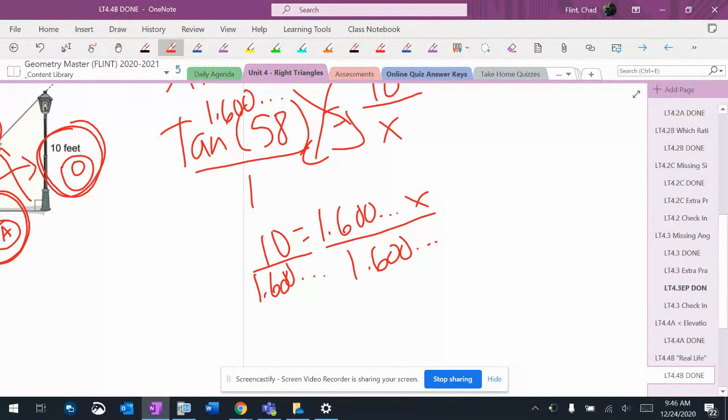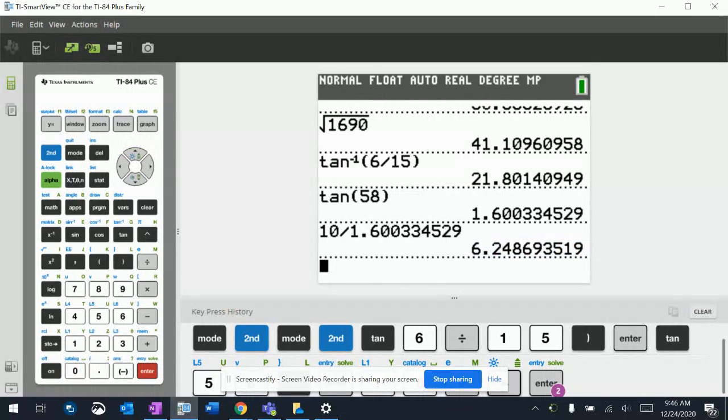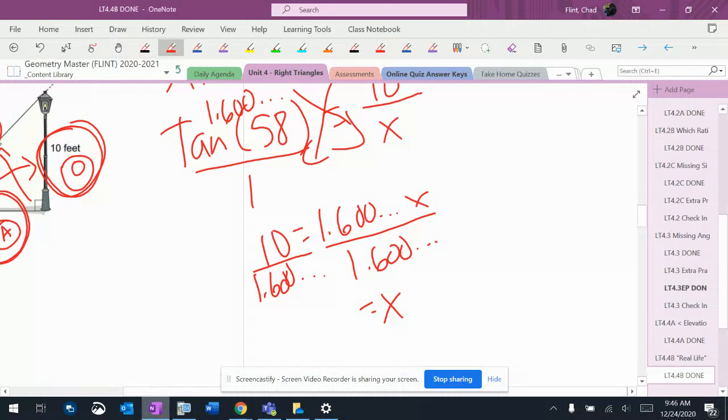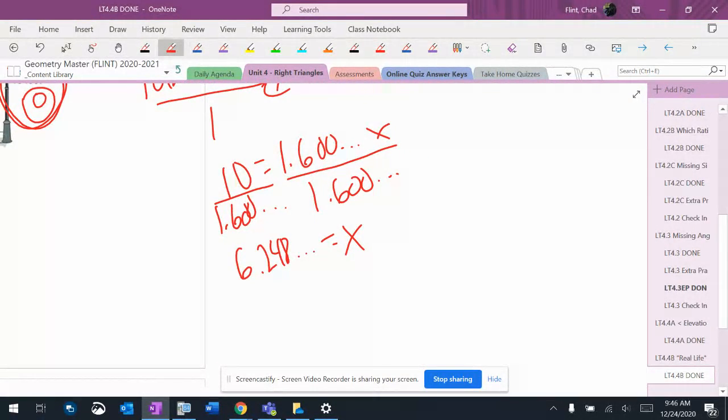And this is going to give me 10 divided by 1.600, which is 6.248. It says nearest tenth of a foot. That means round the 2 using the 4. So it's going to stay 6.2.